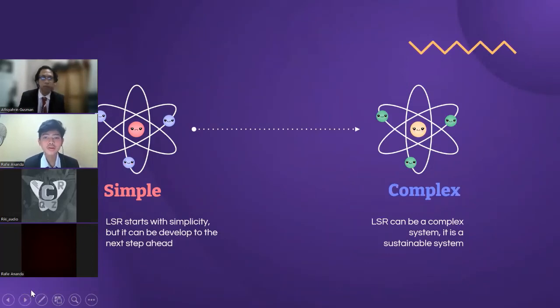The concept of LSR can be divided into two, namely simple and complex. Simple: LSR starts with simplicity, but it can be developed to the next step. And complex: LSR can be a complex system, a sustainable system. So our LSR program may be simple, but it can still be developed to the next step. Okay, next.